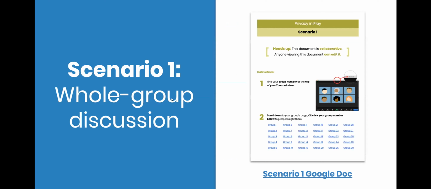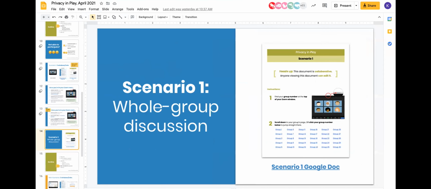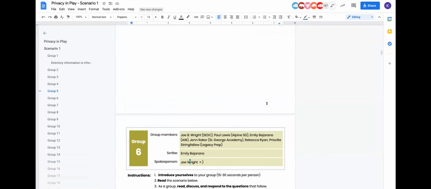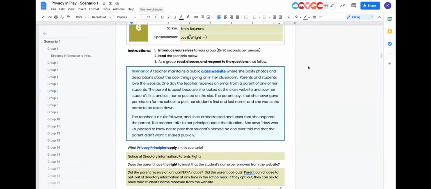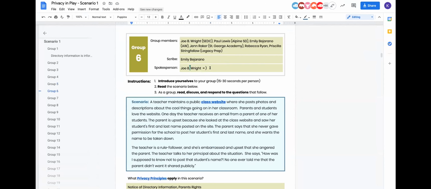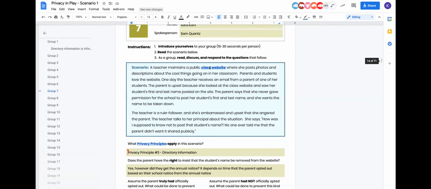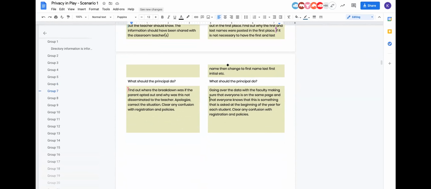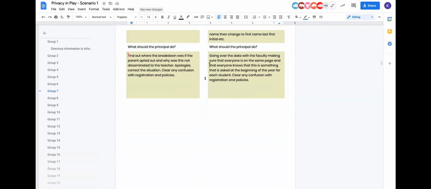Because I have access to your Google Doc, I'm going to scroll through this document, and I found a couple of things that I want to ask people about. And so I've got a spokesperson listed here, so I'm just going to ask that spokesperson to unmute themselves and answer the question I have for you.